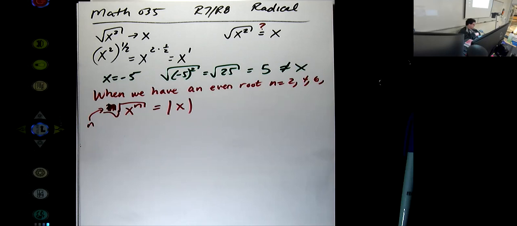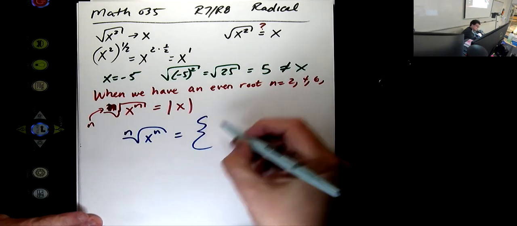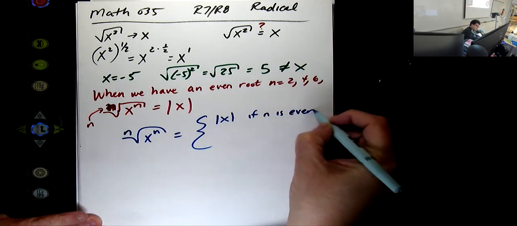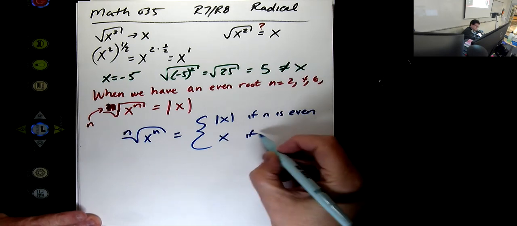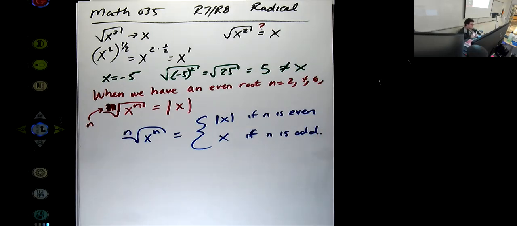So, in general, the n-th root of x to the n equals the absolute value of x if n is even, and it equals x if n is odd. That's really what's going on with roots when you have exponents like that. If it's a number, you always know right away what's happening with it. You can just run with it. But with variables, you kind of have to follow this rule.